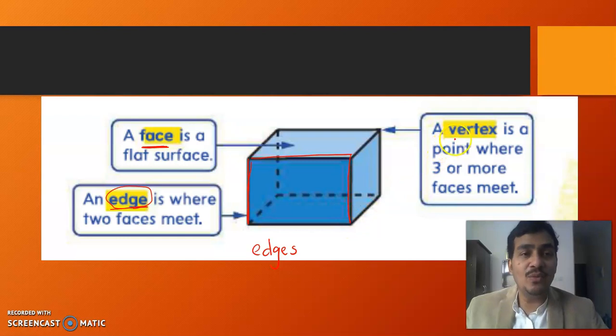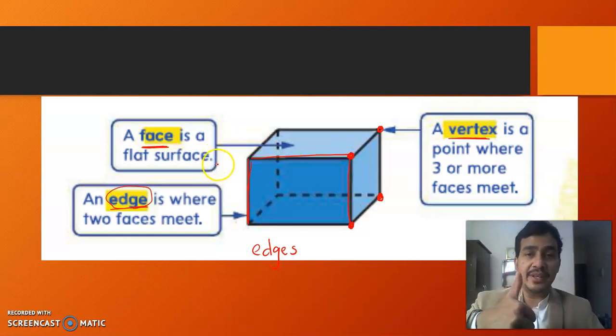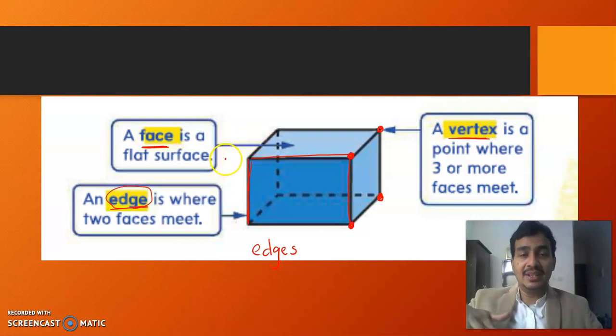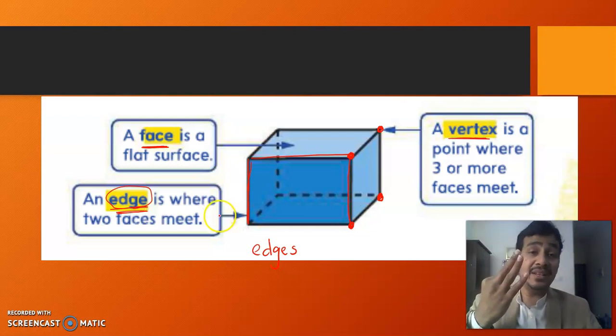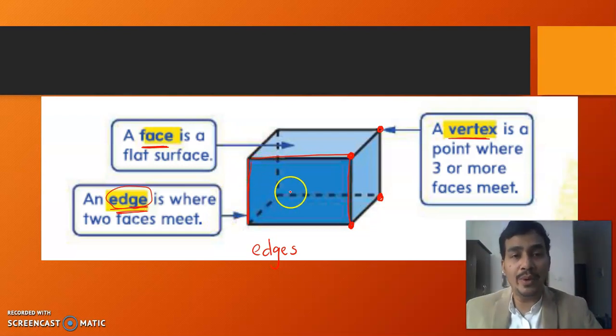And then the last is vertex. What is a vertex? It is this point, the corner points. The corner points are called vertex. So we have to count how many vertices are there in this figure. The first thing we should know is the face, the smooth surface. The second thing we should know is the edges, which are the lines at the corners. And the third thing we should know is these points, which are called vertex, and plural vertices.